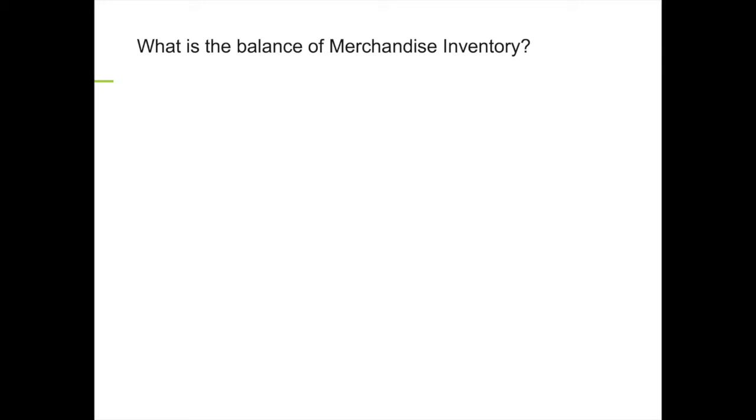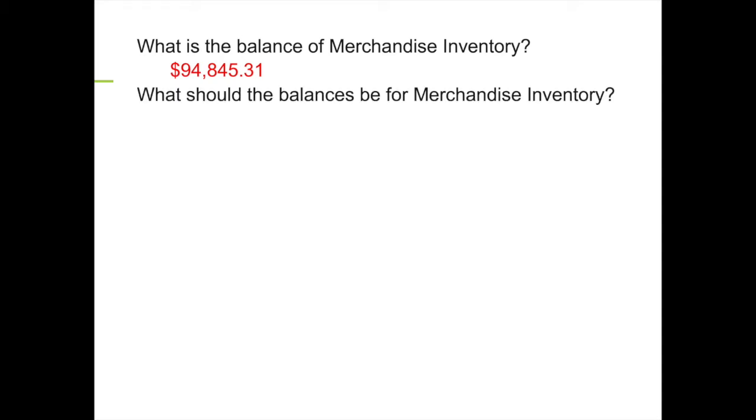We're going to ask the 4 questions necessary for preparing our adjustments. First of all, it says, what is the balance of merchandise inventory? If we look at our unadjusted trial balance on page 427 of our working papers, you will see that the balance is $94,845.31.